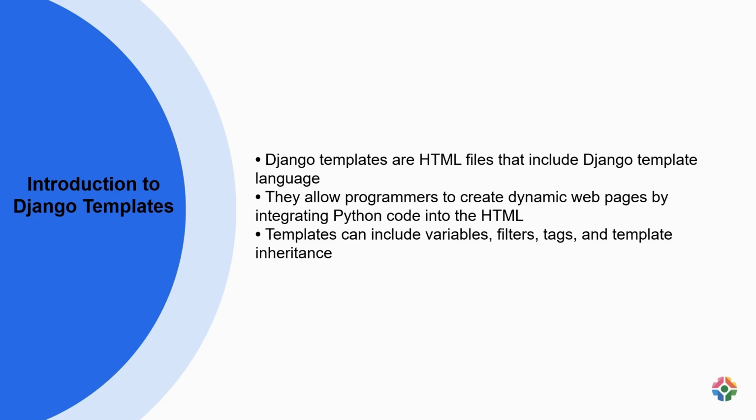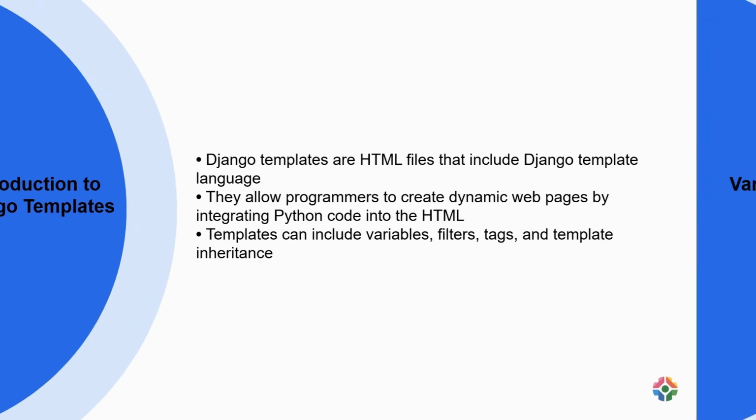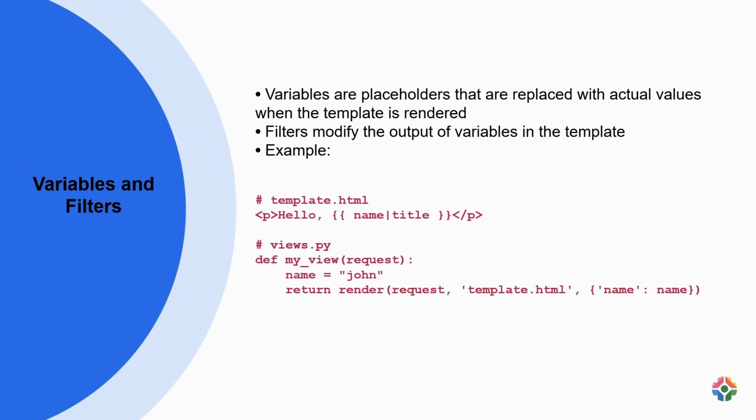For example, a Django template can display data from a database by using variables within the HTML, apply filters to format the data appropriately, and utilize template inheritance to reuse code sections across different pages, streamlining development and maintenance processes. Variables in templates serve as placeholders that are replaced by actual values during rendering. Filters, on the other hand, are used to modify the output of variables in the template.